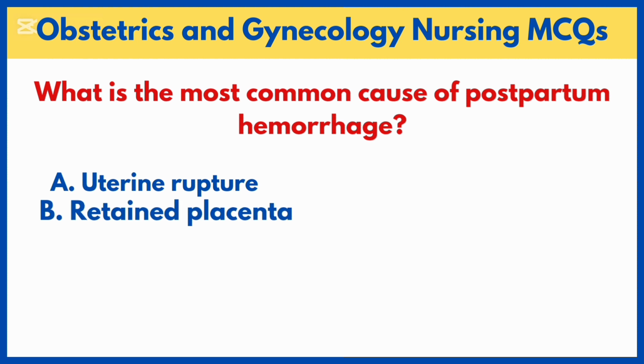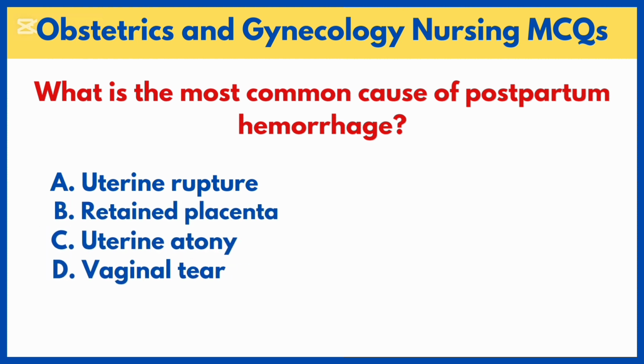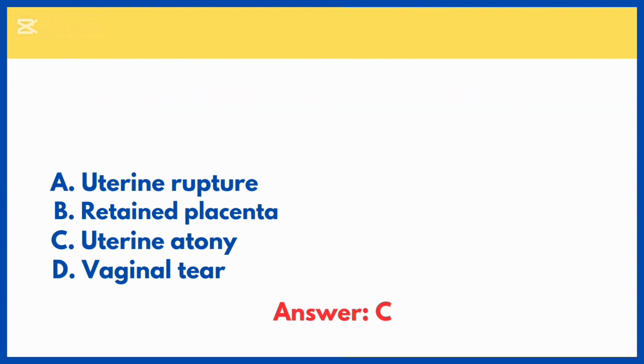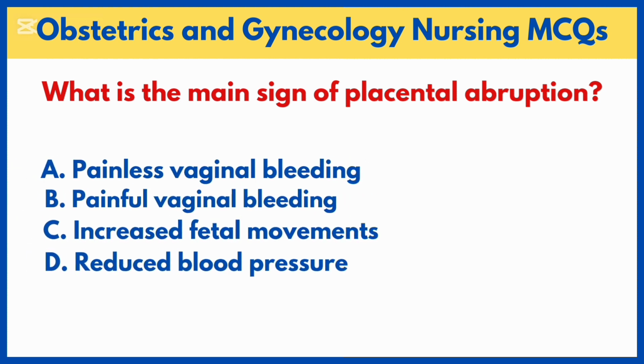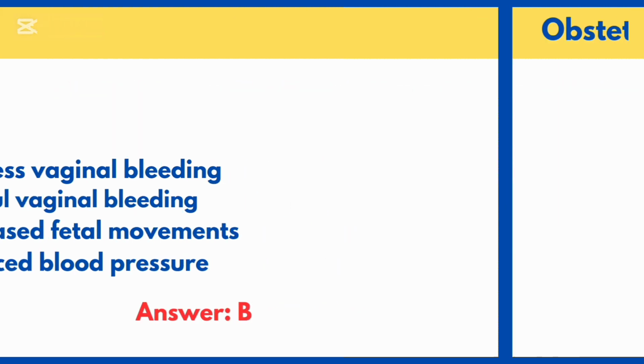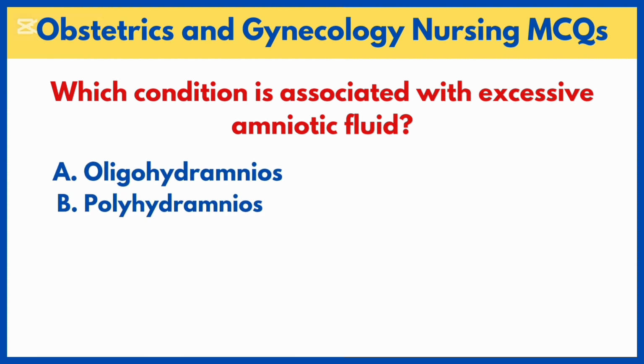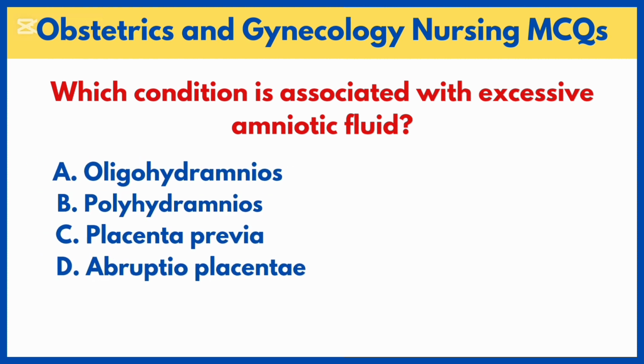What is the most common cause of postpartum hemorrhage? Correct answer is option C, uterine atony. What is the main sign of placental abruption? Correct answer is option B, painful vaginal bleeding. Which condition is associated with excessive amniotic fluid? Correct answer is option B, polyhydramnios.